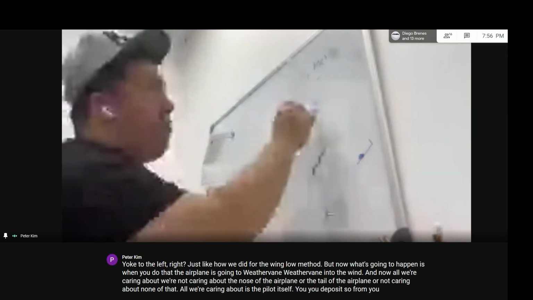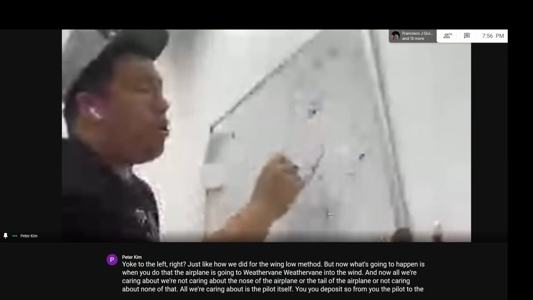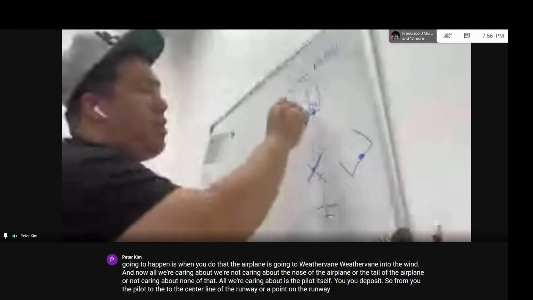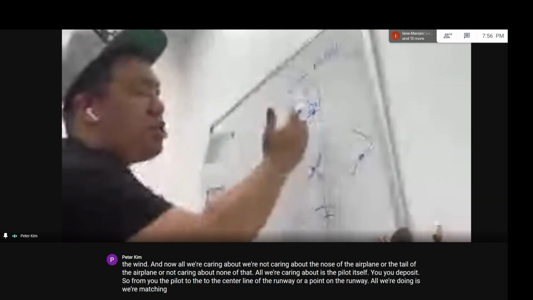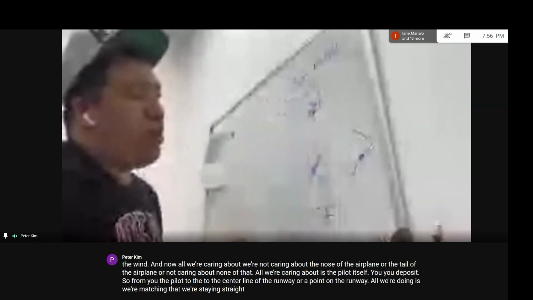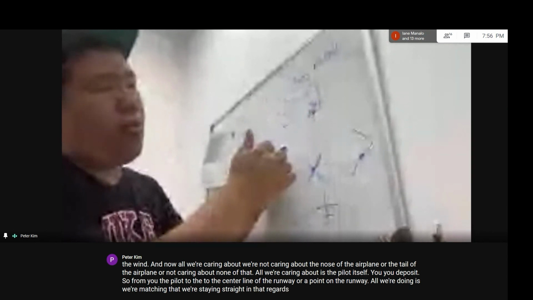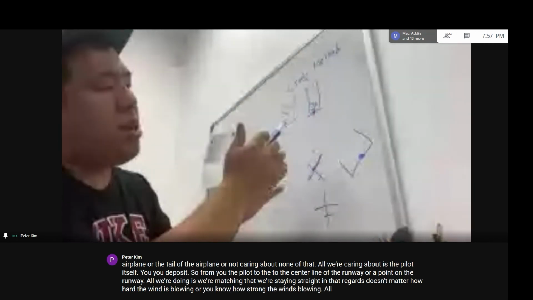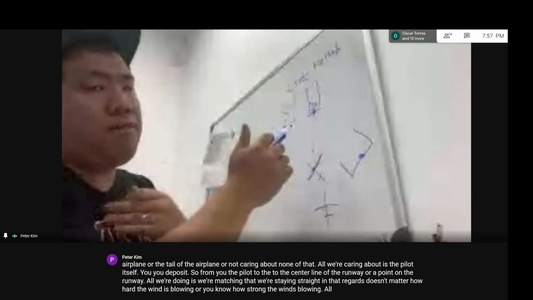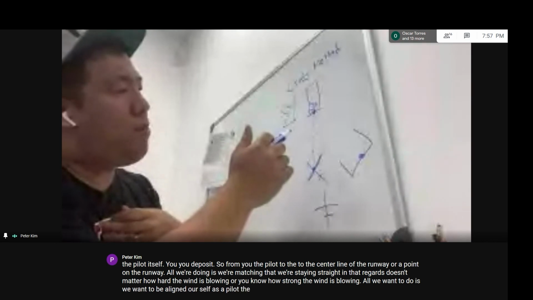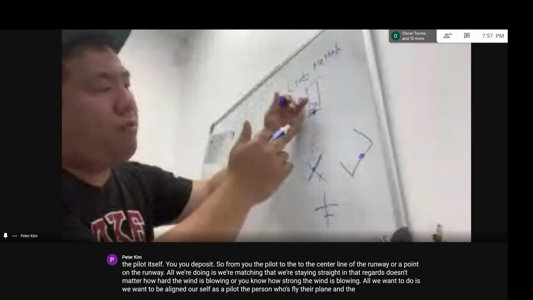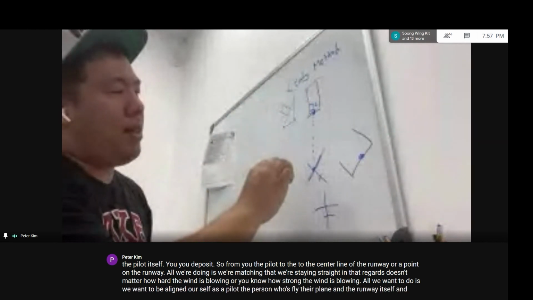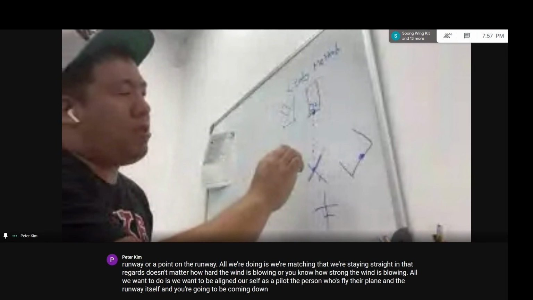You, the pilot. So from you, the pilot, to the center line of the runway or the point on the runway, all we're doing is we're matching that. We're staying straight in that regard. It doesn't matter how hard the wind is blowing or how strong the wind is blowing. All we want is to be aligned, our person who's flying the airplane and the runway itself. And you're going to be coming down sideways the whole way onto the runway until you get to the runway.